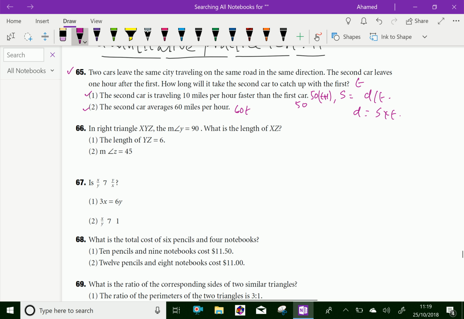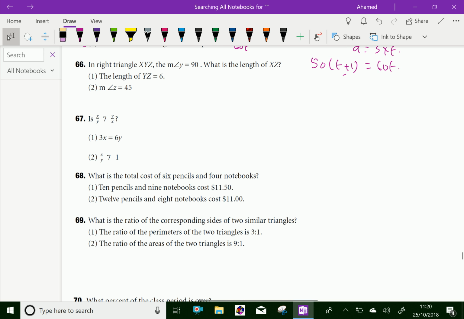Therefore we can frame the equation. Because both distances are equal, 50 times (t plus 1) equals 60t. From this equation we can solve the value of t, and put the value of t in the first as well as the second, and we can find the time. So statements 1 and 2 together are needed to solve this problem. So option C.